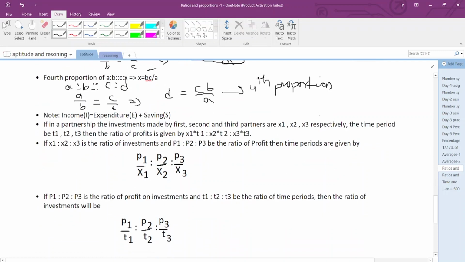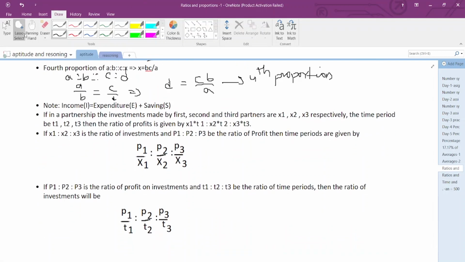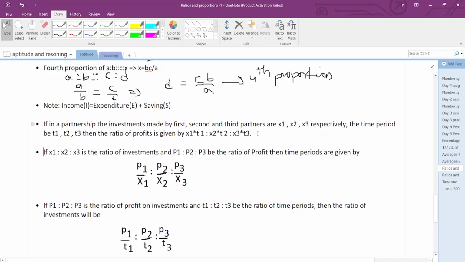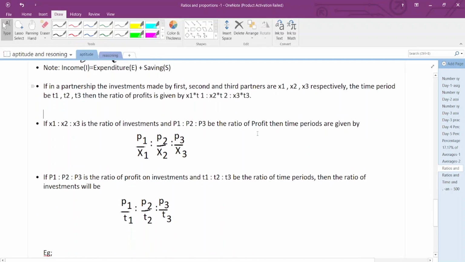Okay, so now these are the basic proportions and all. And please note, income is equal to expenditure plus saving. This is also to be remembered. Anyway, we will learn profit and loss properly later, but make sure you just remember this. And there are 3 more formulas. Okay, very important to solve the questions.